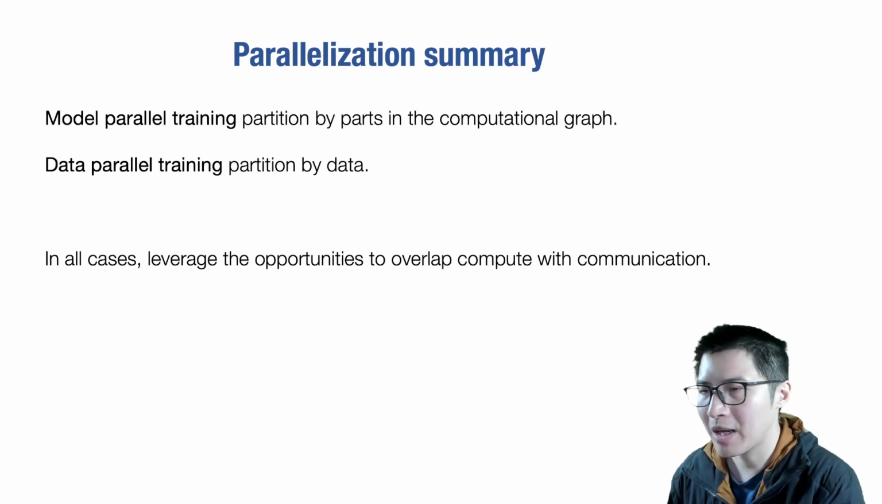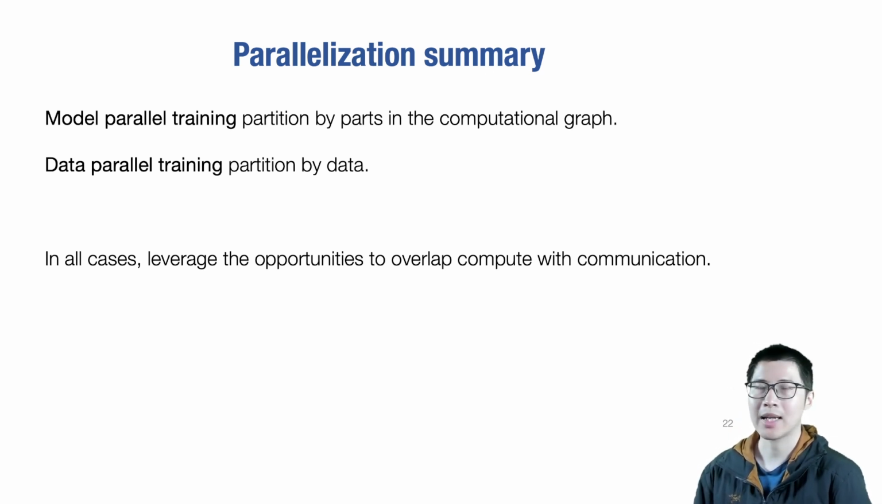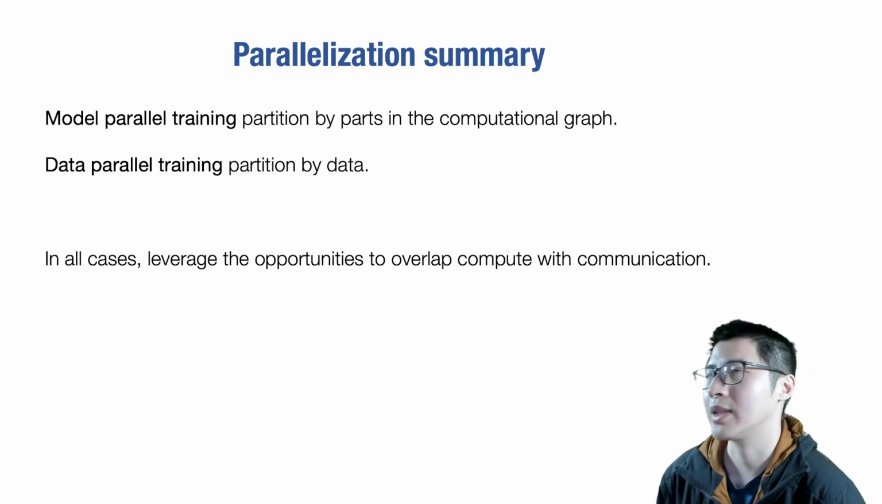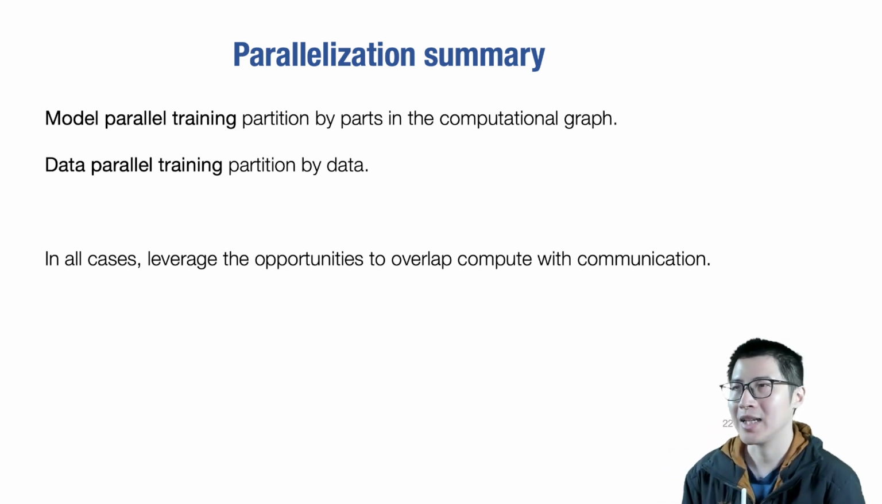Okay, to sum up, today we have talked about different kinds of parallel mechanisms. So we have talked about model parallel training that partitions up a computational graph, and one thing to notice is that in order for model parallel training to really be effective, you need some form of pipeline parallelism here. We also talked about data parallel training that partitions the training workloads by subset of data, right?